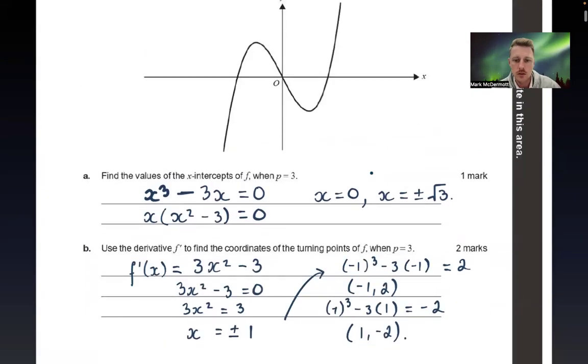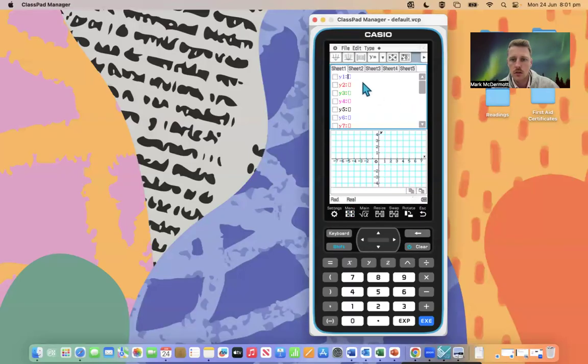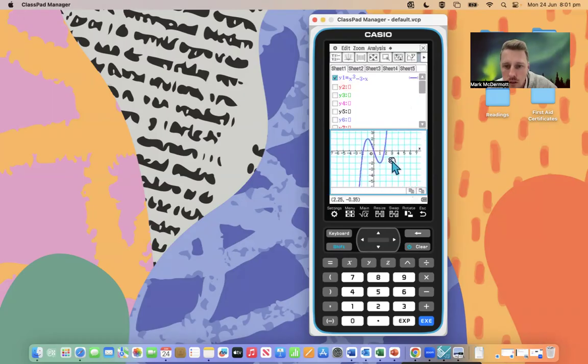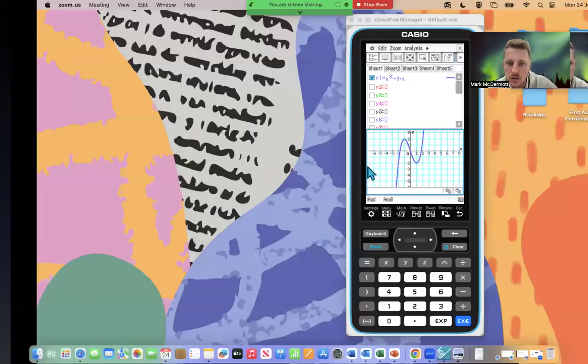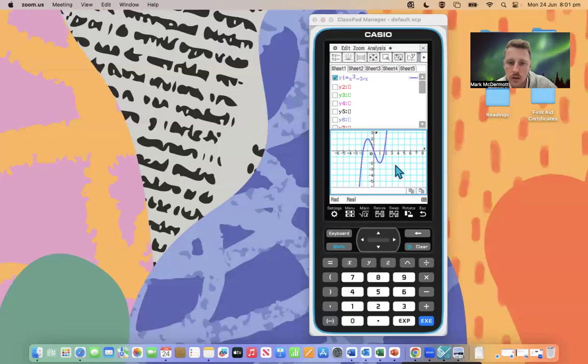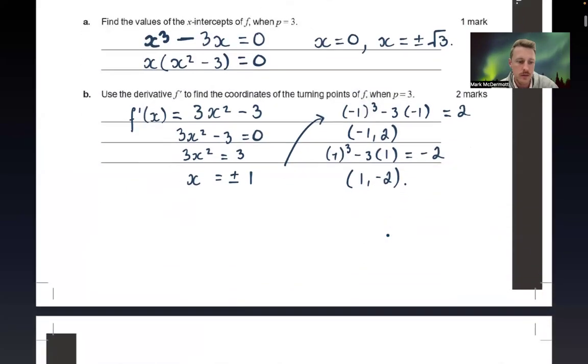Let's check, because we can. If we go to menu, the graph was x cubed minus 3x. Yeah, -1, 2, and 1, -2. Is that what we said? Yes, I reckon that looks good, and we've done it as coordinates. So I reckon that's the answer.